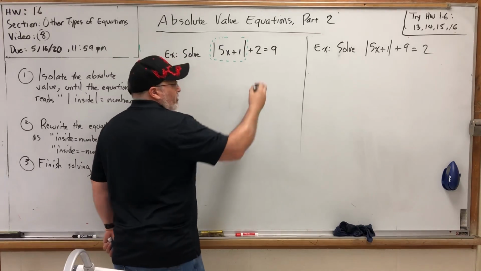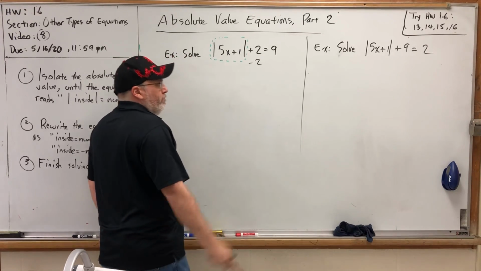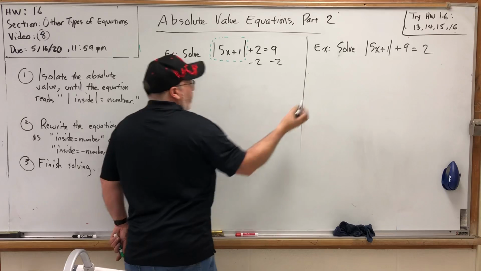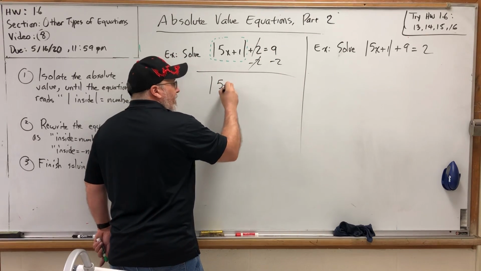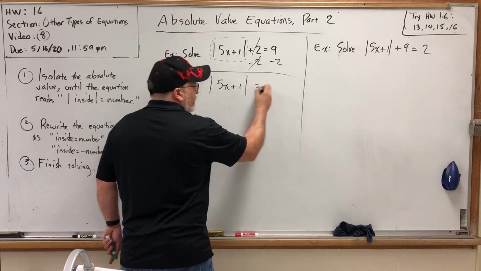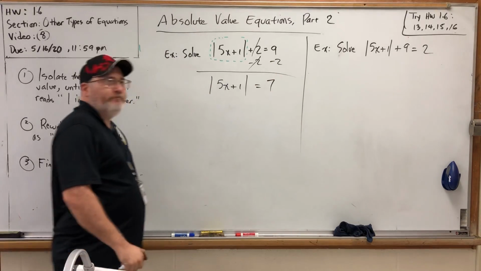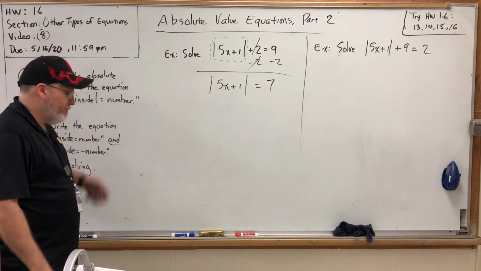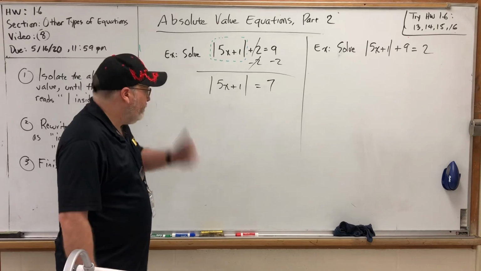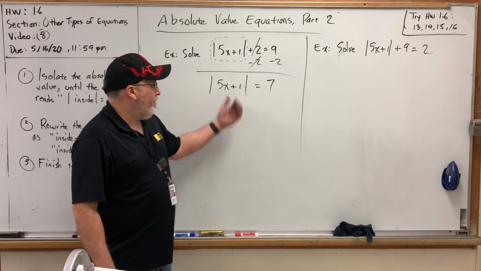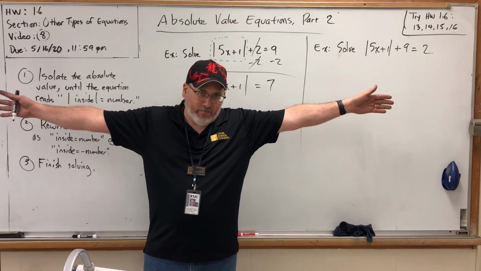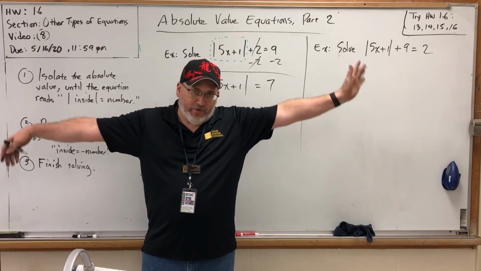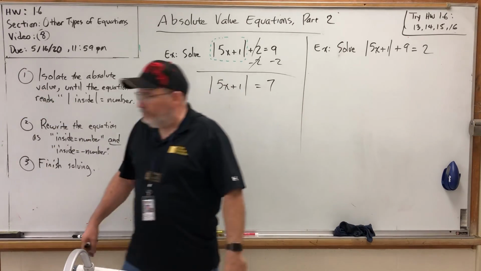How do you get rid of a plus 2? Minus 2. But if you do it on the left, do it on the right. The 2's cancel. We're left with the absolute value of 5x plus 1 on the left. On the right side, we're equal to 7. Hey, it's 7 again. Didn't mean for that to happen, but that's okay. So all this means is that 5x plus 1 is either 7 spaces to the left of 0 or 7 spaces to the right. So 5x plus 1 is either equal to 7 or it's equal to negative 7.